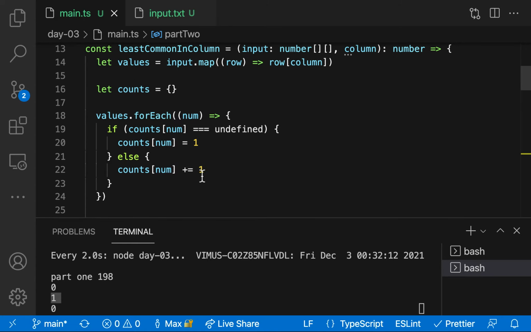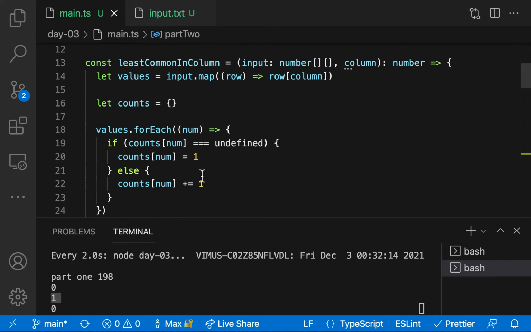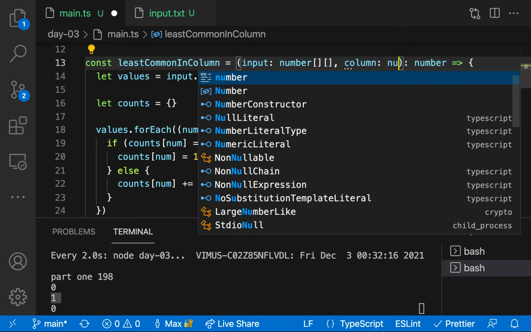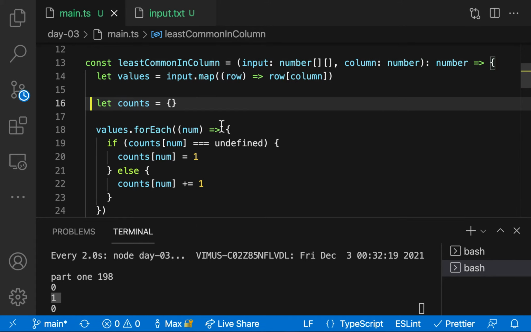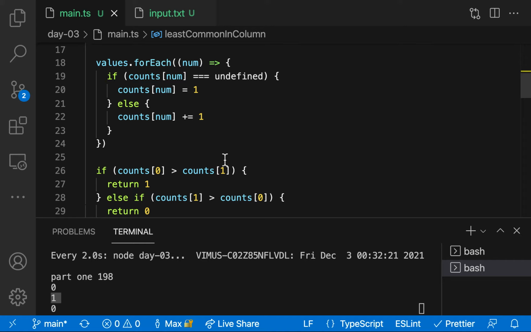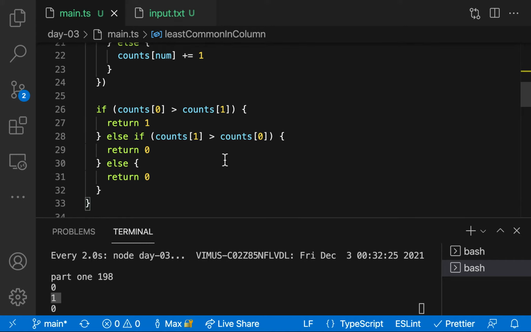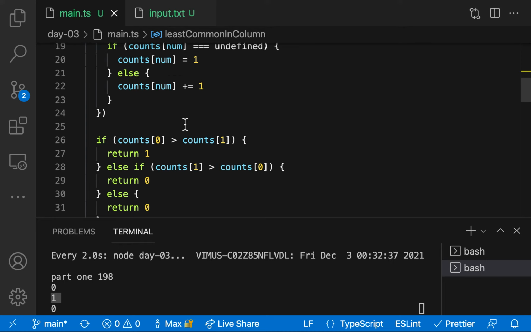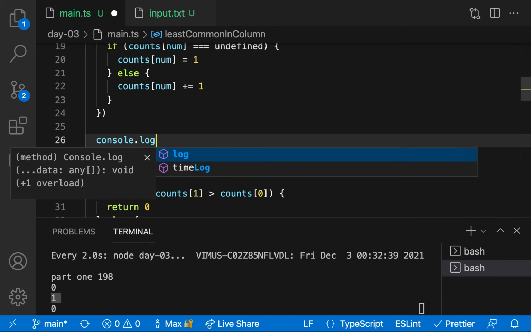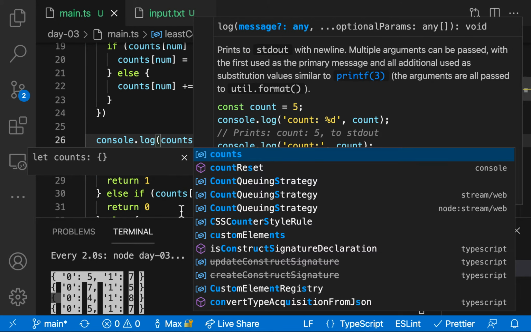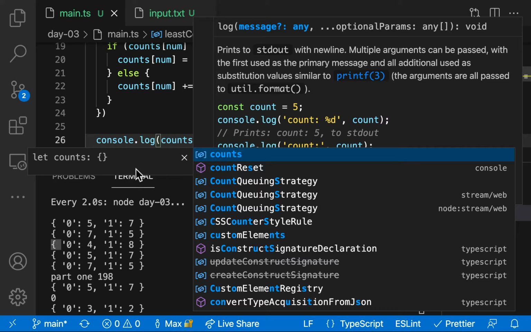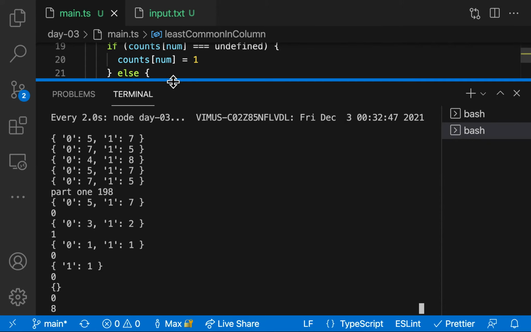All right, well, let's just look at it one more time. So we've got that, and values for each, we're counting them up. Then, so if there's more zeros than ones, then we want to return 1. If there's more ones than zeros, we want to return 0. And if they're equal, we want to return 0. So let's just look at our counts for part 2.